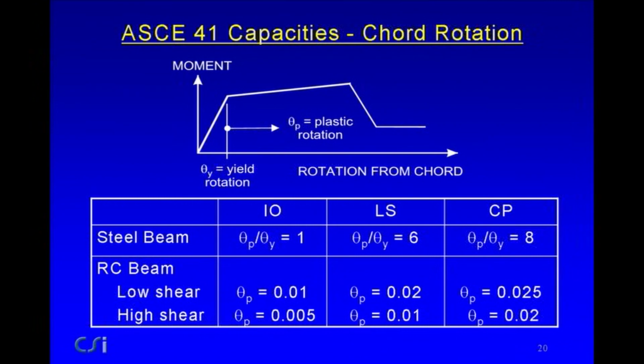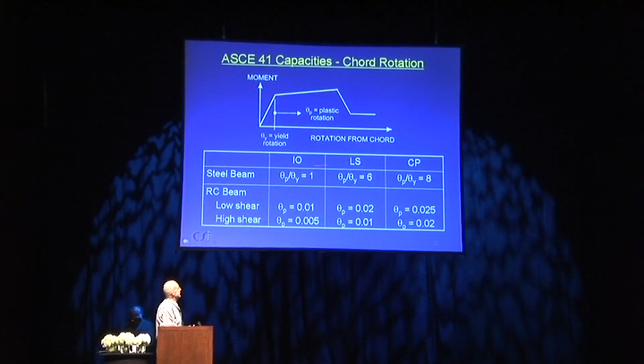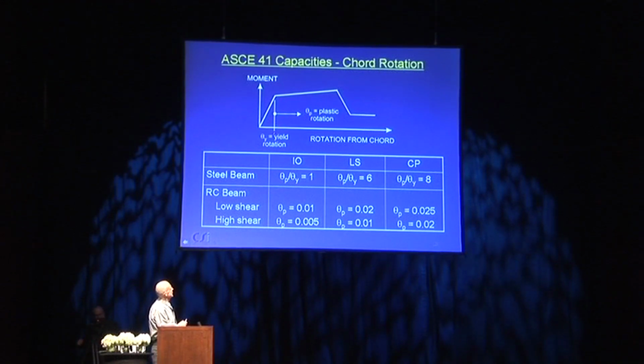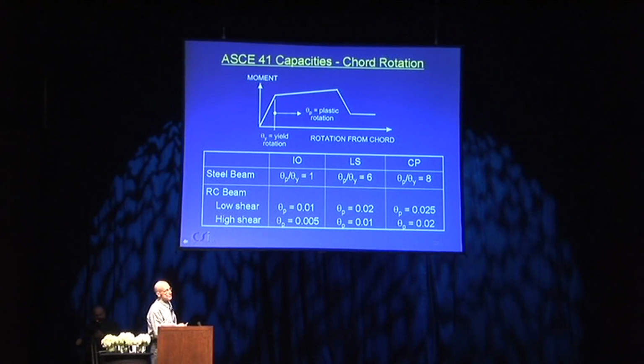Here are some examples of the ASCE 41 capacities for chord rotation. And this is the ASCE 41 moment versus rotation relationship. Yield rotation, plastic rotation is measured from the yield rotation, and these expressions are in terms of plastic rotation rather than total rotation. Steel beam and a reinforced concrete beam.